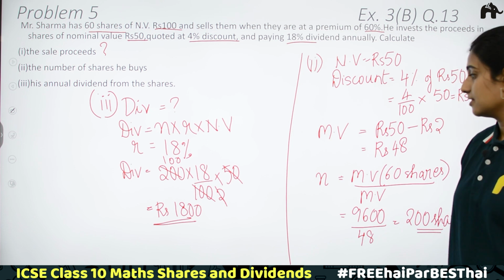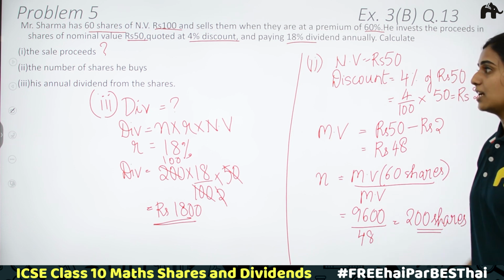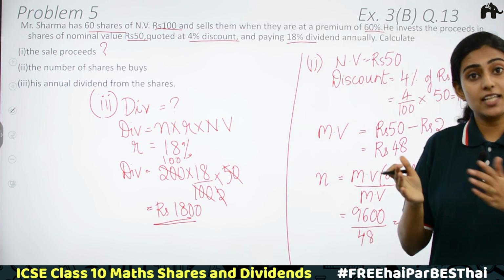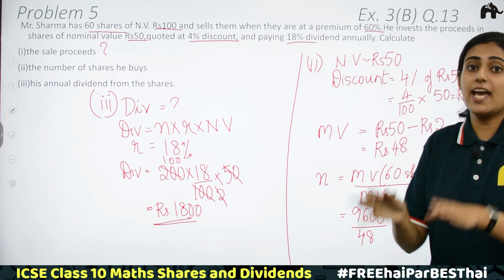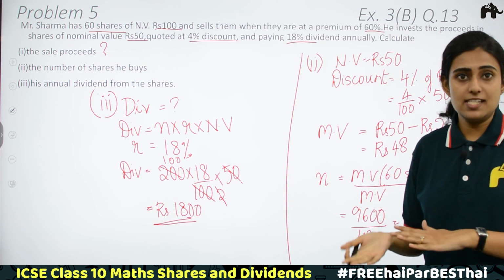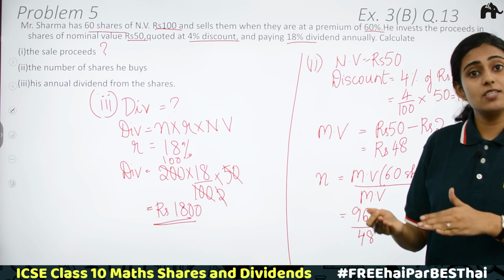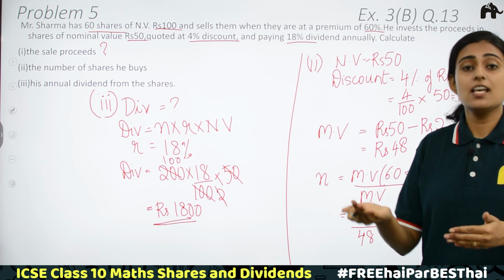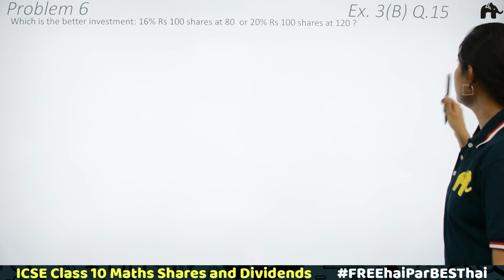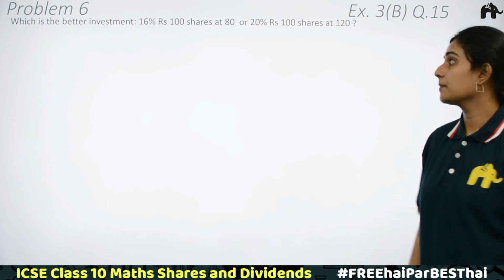Clear? Yes? Remember this point. Sale proceeds means you have to find the market value of the n number of shares at that particular instant. We know market value is something that is changing. Nominal value is fixed and market value is something that can change. It can increase or decrease. Depends.